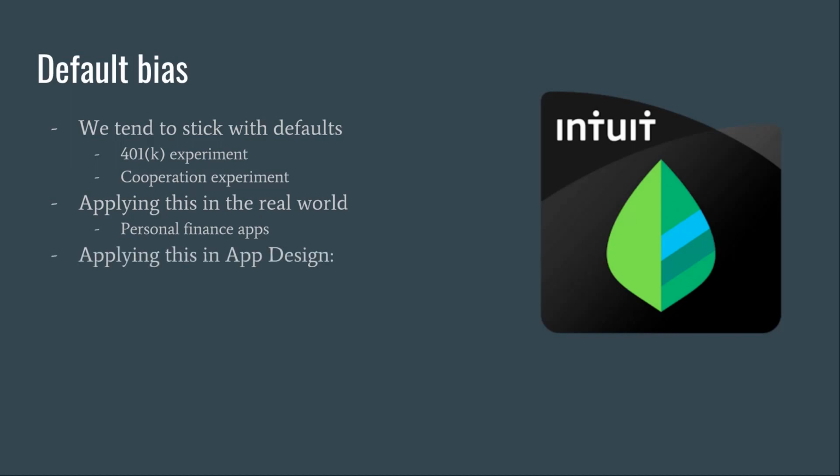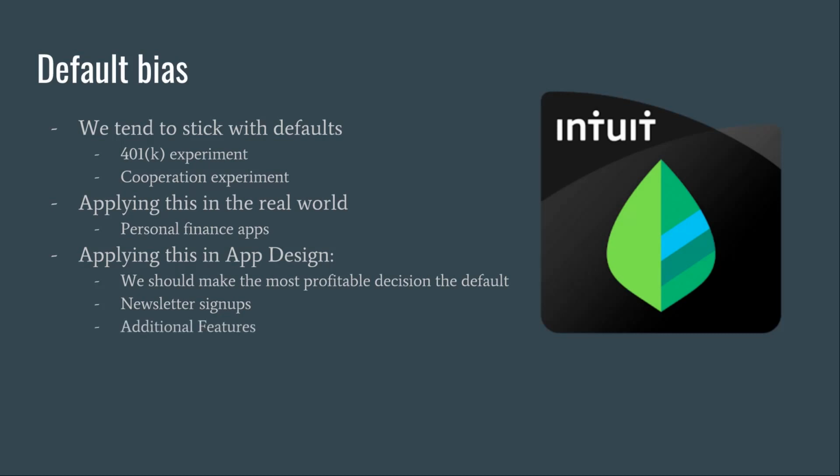Applying this application design on CB Insights, we should make the most profitable decision the default decision, right? So if we want people to sign up for newsletters as part of their platform trial, we should make it so that box is already checked when they see that pop-up. It should never be an opt-in, it should be an opt-out. If we have additional features that we can have them enable, we should always make that an opt-out instead of an opt-in. That way people are much more likely to sign up, use more additional features, and find our platform more valuable.